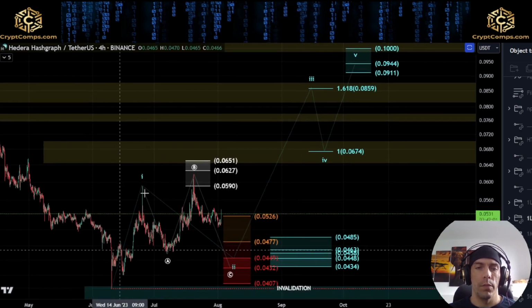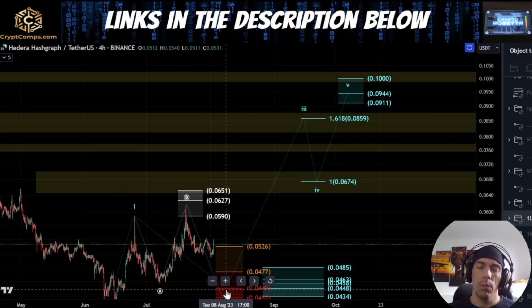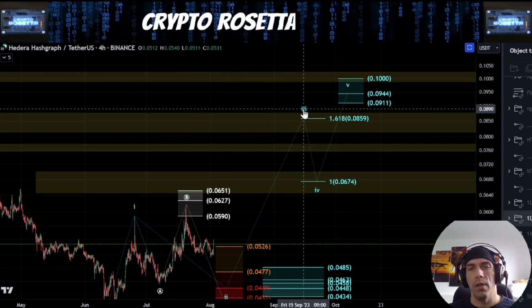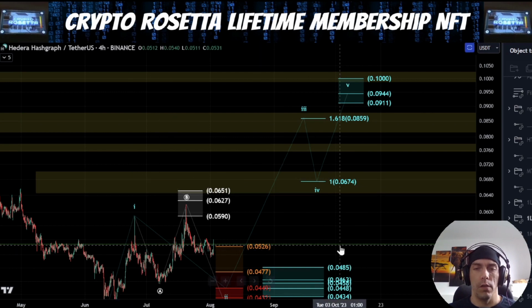Now if we do see something like this and we do move back down into this area here of the 786, which would be this 0434, what we'd be looking for is continuation up in a third wave. Target would be the 0859 if we do get this push to the downside.